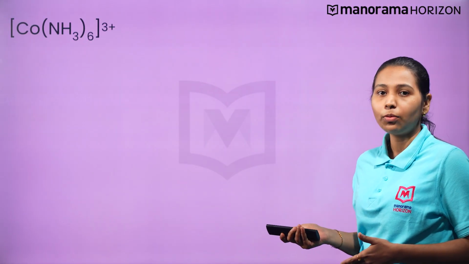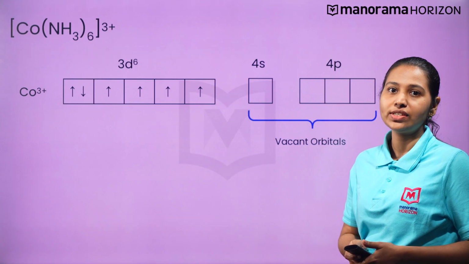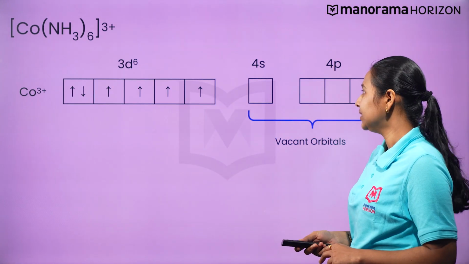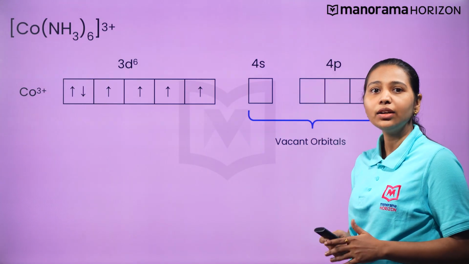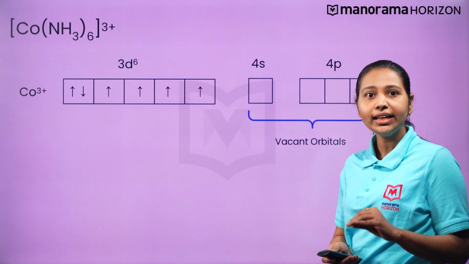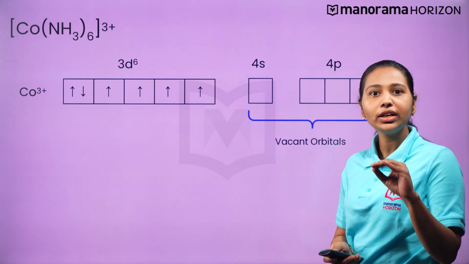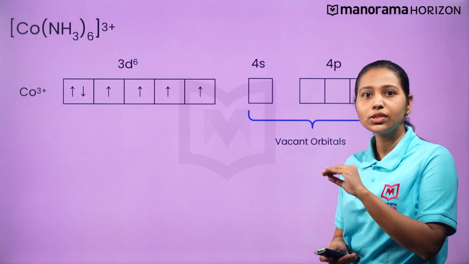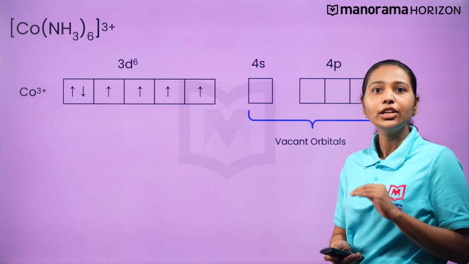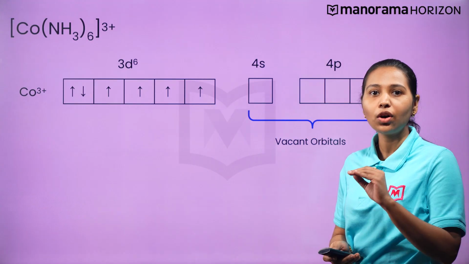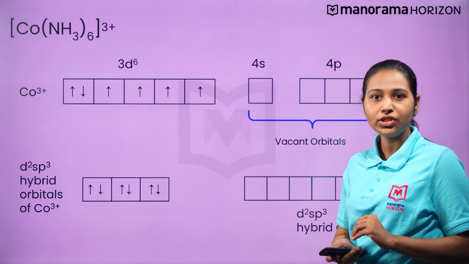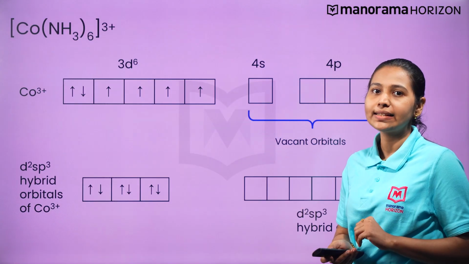Here, in this complex, cobalt is in +3 oxidation state and it has an electronic configuration of 3d6. Here, 4s and 4p orbitals are vacant. According to valence bond theory, the central metal will provide vacant orbitals equal to the coordination number to accommodate the electrons donated by the ligands. These orbitals will undergo hybridization to yield a set of equivalent orbitals of definite geometry. Here, cobalt forms d2sp3 hybridization to accommodate 6 ammonia ligands.